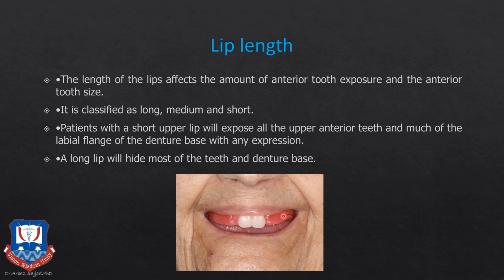Similarly, in denture patients also, depending on the length of the lip, it can be long, medium, and short, and it will directly affect the display of the teeth during smiling or during speech. A patient with a shorter lip will expose all of their upper anterior teeth and much of the labial flange, whereas a patient with a long lip will hide most of the teeth and the denture base.